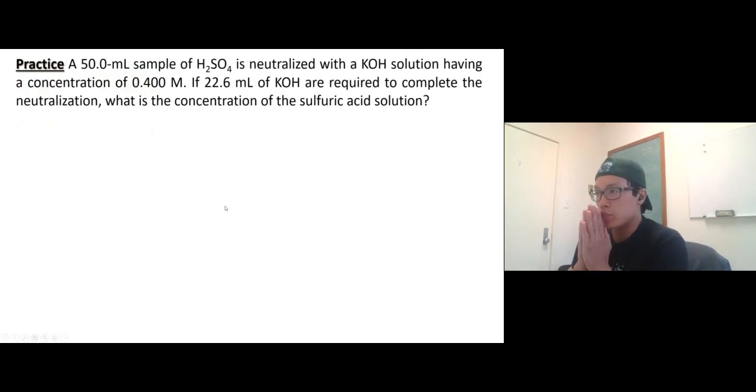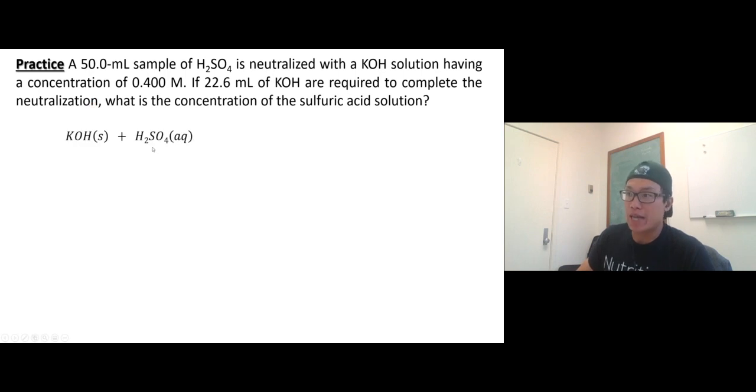So this one, we're reacting a sample of sulfuric acid with a standard solution of potassium hydroxide. Let's write out the neutralization reaction first. Potassium hydroxide reacts with sulfuric acid, and you should get potassium sulfate and water. Don't forget to balance the equation first.